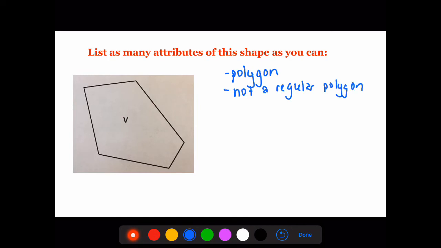If I count the sides, 3, 4, 5, I'm noticing that it has 5 sides. It also has 5 angles, 1, 2, 3, 4, 5. Remember, angles are where the sides come together. So I can say it has 5 sides and 5 angles. And if I know it has 5 sides and 5 angles, then it has to be a pentagon.